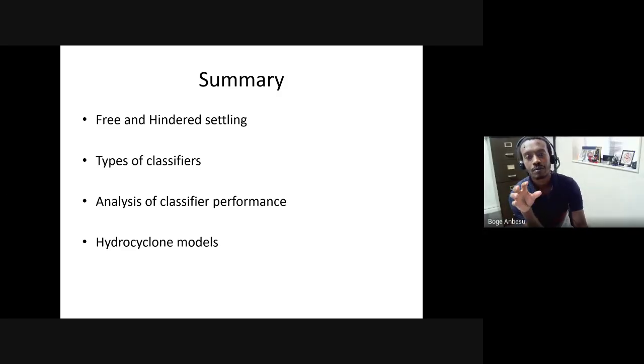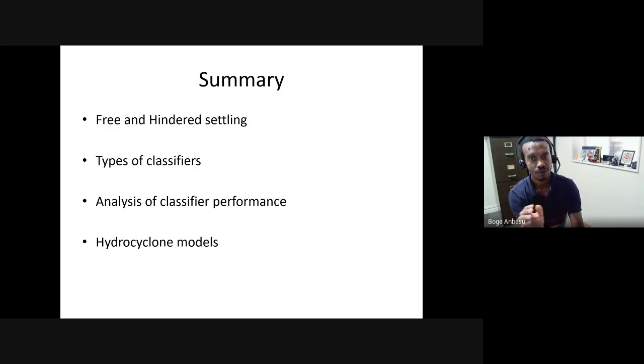Okay, so it is only terminology. When we look at the screening, whatever passes through the screen is what we call undersize. Okay, so undersize means smaller fraction. Oversize means coarse fraction for screening. For classification, I think the term I was using was overflow and underflow. So overflow means the fine portion, and for screening, that is undersize.